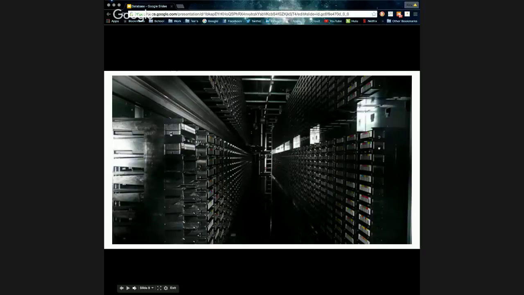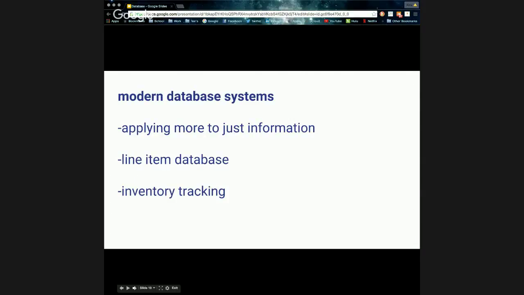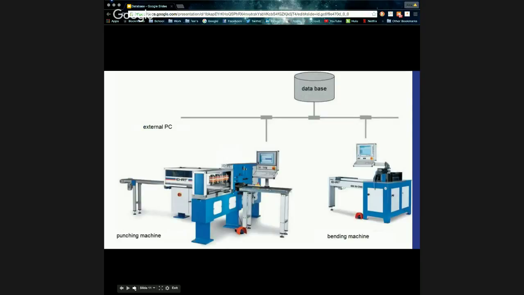Here's a picture of what a data farm looks like, and then line item database and inventory tracking. So like I said earlier, they're applying more than just information. They're tracking huge quantities of inventory. For example, millions and millions of dollars a year go into Amazon just maintaining this database of their inventory because this information is so pertinent to their business operation.